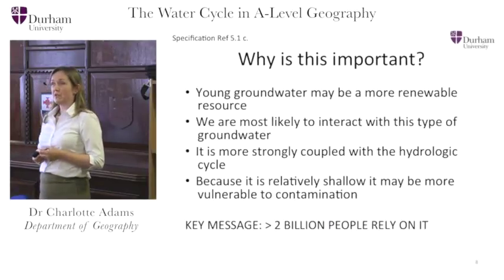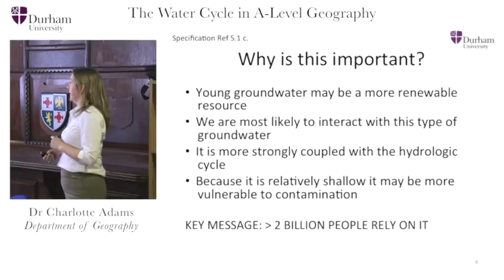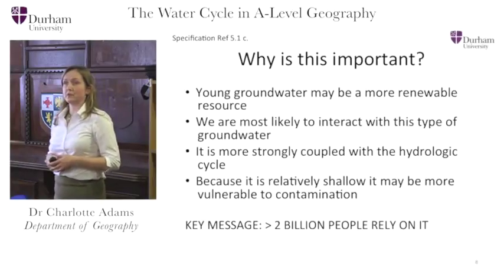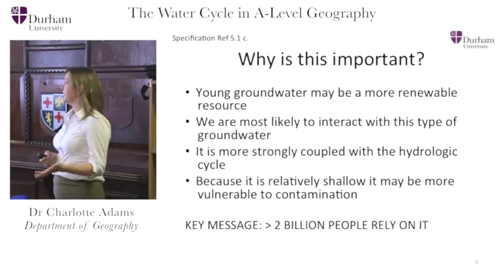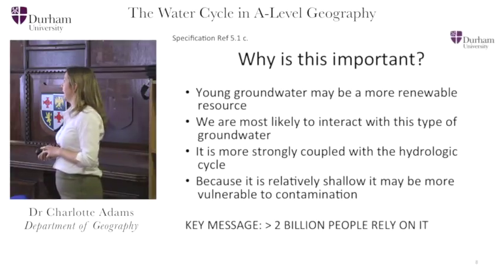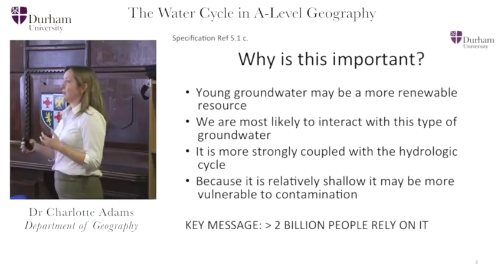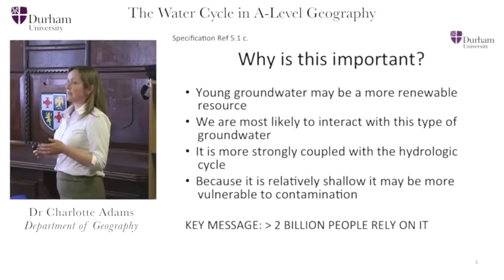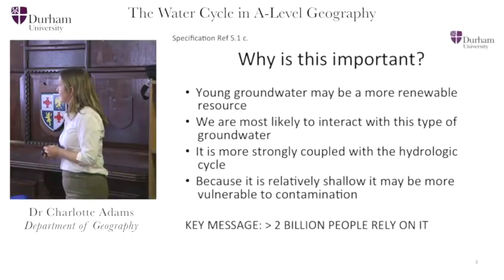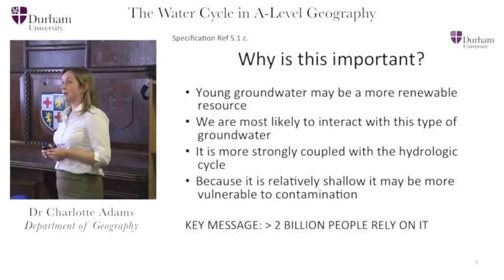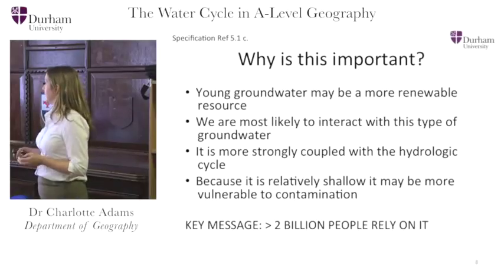And why is that important? That's important because it's what we interact with most frequently. It may be a more renewable and sustainable resource because it is cycling through the water cycle more quickly. So we interact with it. It's strongly coupled with the hydrologic cycle, which is good because of the frequency with which it's cycling and how many times we can use it and access it, but potentially bad because it has the potential to be affected by contaminants or pollutants. And also because it's relatively shallow, again, we have to be careful that it's adequately protected so that it can be used and not be contaminated.